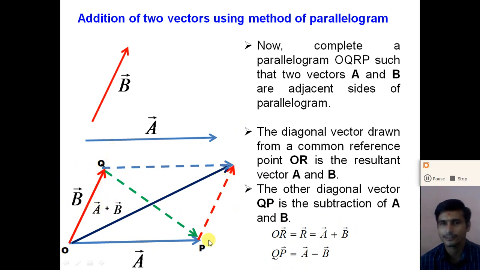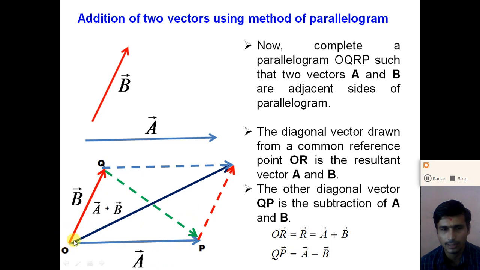Now complete a parallelogram OQRP, right, such that vector A and vector B, both the vectors, are the adjacent sides of the parallelogram. Now the diagonal vector drawn from the common reference point O, OR, is the resultant vector of the vector A and the vector B, or we can say that it is the addition of the two vectors A and B.